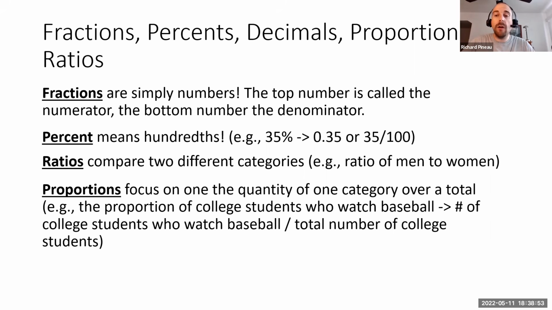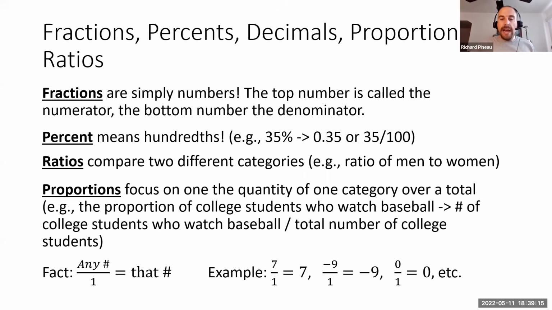So to figure that out, what we would do is have to go count the number of college students who actually watch baseball, and we put that over the total number of college students. Pretty straightforward, at least I hope it is, okay? So there's a little bit of a difference here from ratio. Ratio, we're comparing two different categories. Proportions, we're only comparing a single category.